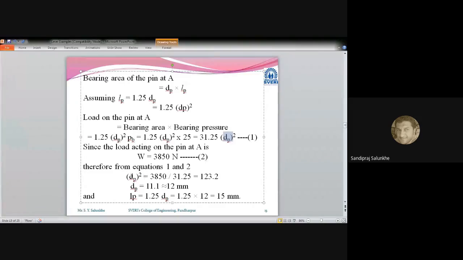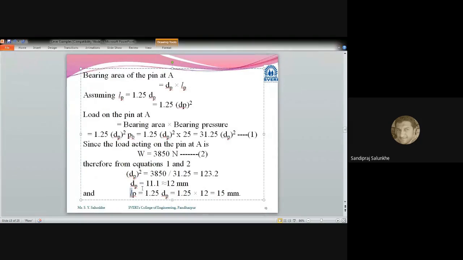So I'm going to write this equation in the form of dp square. dp square is equal to W divided by 31.25. W is 3850. So I got this dp square as 123.2. And from that we can calculate this dp, and that dp is coming as 11.1 millimeter. And we are going to approximate it to 12 millimeter. Got it? Any question? Yes, sir. Okay, okay.